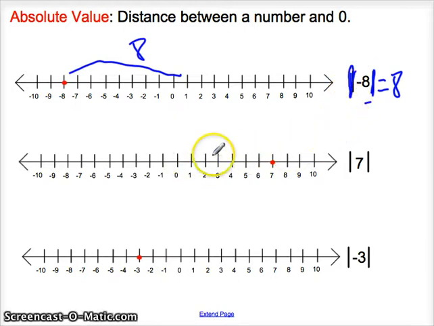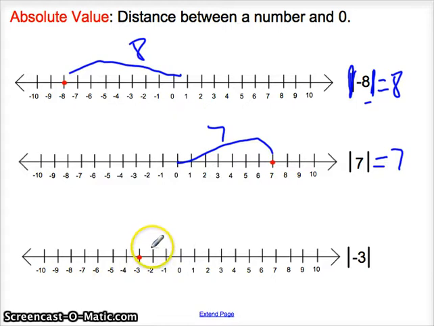Next problem, we have a dot on 7. We have to see how many numbers there are between 7 and 0. We count them up, 1, 2, 3, 4, 5, 6, 7. So there are 7 numbers between 7 and 0. So the absolute value of 7 is 7.